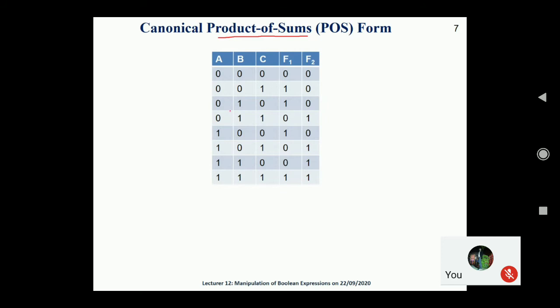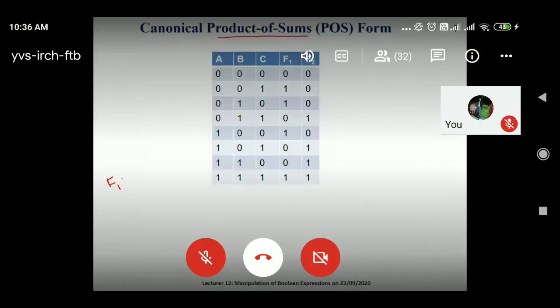So see here how we can write. For F1, the same truth table, if you are writing it for F1, see here how we can get this particular value. Okay.